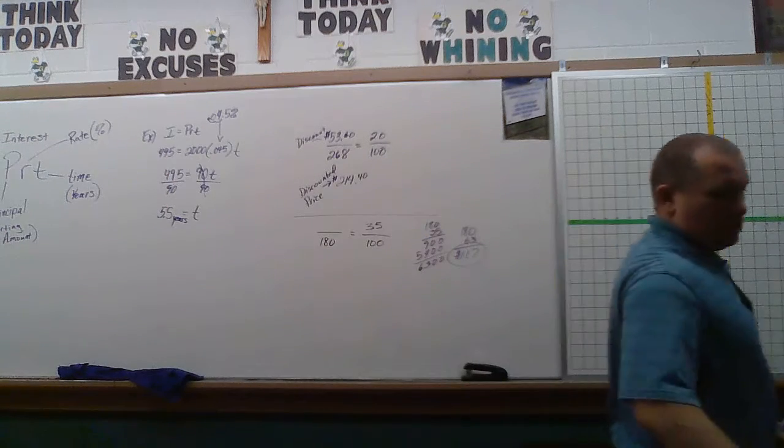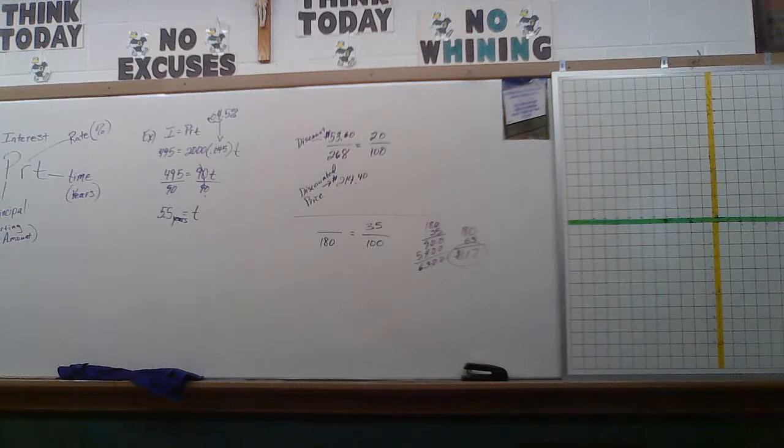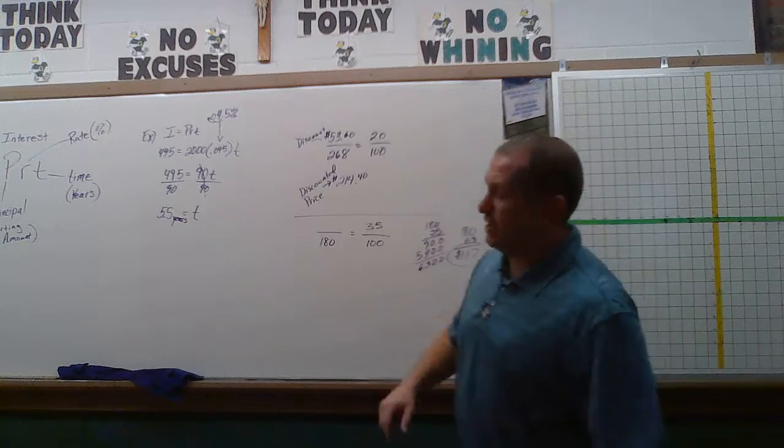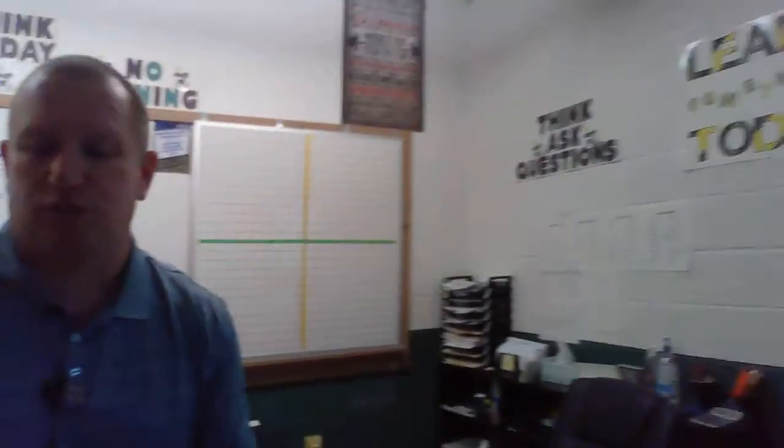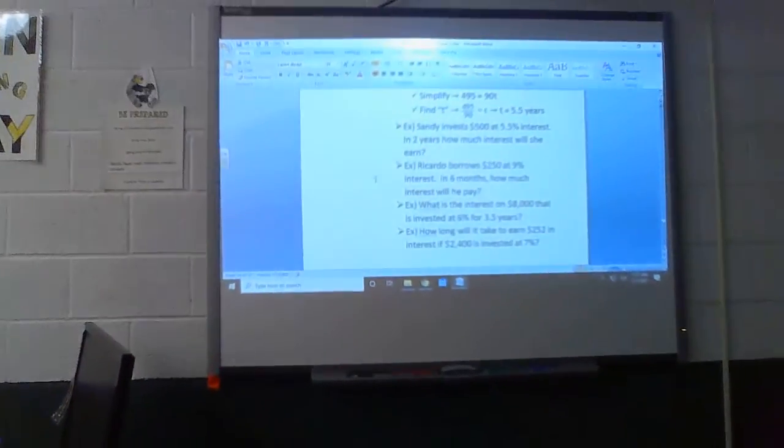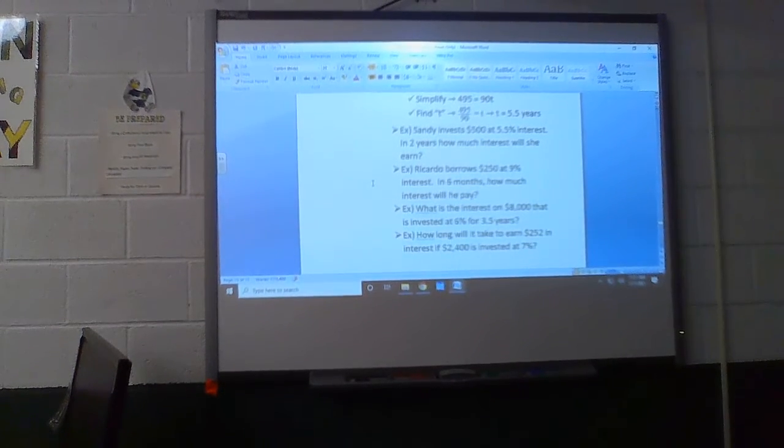All right? So let's try another one. Does that make sense though, what we did there? All right? So the biggest thing here is you've got to know where it's going to fit into the formula, right? So the next one, if we do this one right here, okay? Say they invest $500 at 5.5% interest. In 2 years, how much interest will she earn? Basically exactly the same kind of problem, but now what are we trying to find?